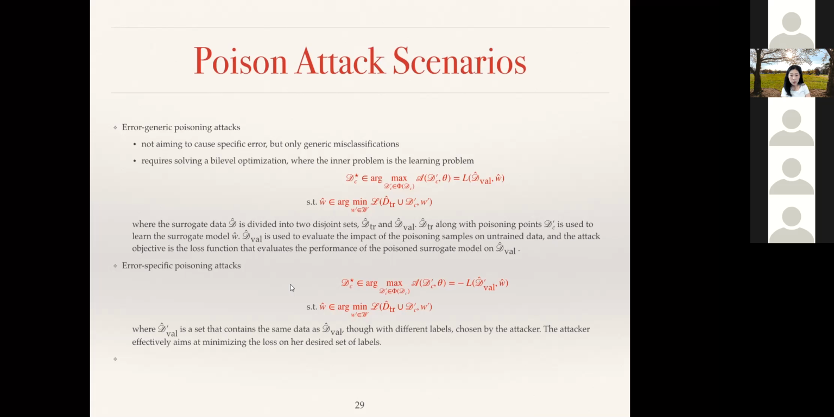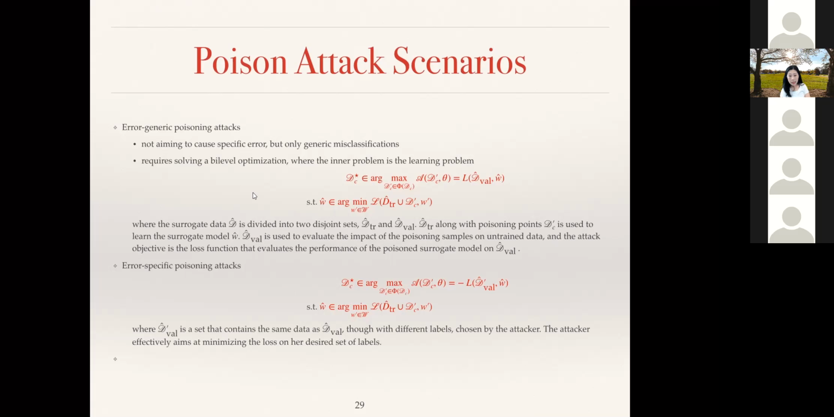But there is another class of attack, which is the error-generic poisoning attack. What does that mean? It means that I don't have a specific target in mind, but I just want to cause generic misclassifications. I don't care whether you classify the plane as a frog, or as a cat, or I don't even care whether you misclassify planes, you can just misclassify other things. As long as you have a low classification accuracy, as an attacker, I'm fine. So that's the goal of the attacker, not aiming to cause a specific error, but just generic misclassifications.